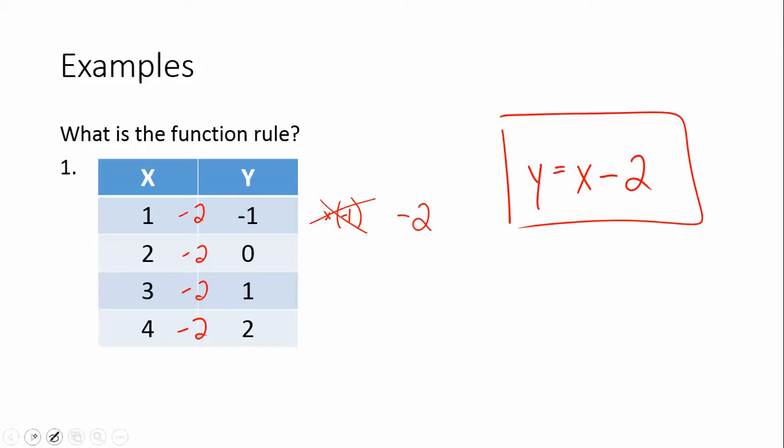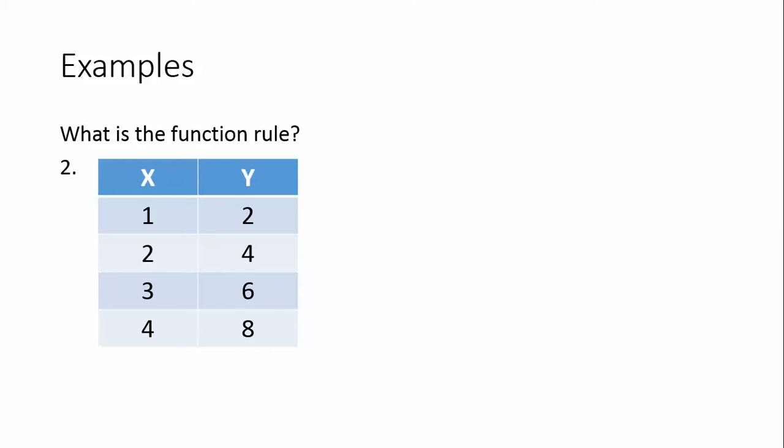Let's look at another example. Here we have inputs of 1, 2, 3, 4 again, and our outputs are 2, 4, 6, and 8. So first you might ask yourself, how do I get from 1 to 2? Well, I could multiply by 2. I could add 1. Those are two different ways to get from 1 to 2. Let's see what works from 2 to 4. 2 times 2 is 4, but 2 plus 1 is not 4. So now we want to double check that this pattern of multiplying by 2 continues, and you can see that if we multiply our input by 2, we do get the correct output.